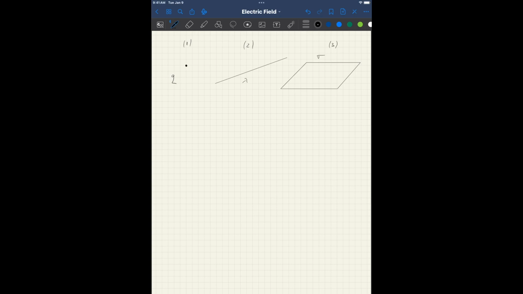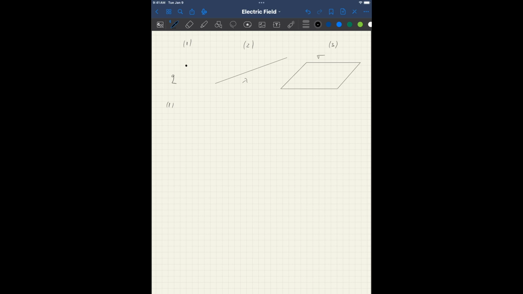Hi everyone. Today we're going to be taking a look at an interesting physics problem where we will try to calculate the electric field at a certain distance from different charged objects. So for example, a point charge, an infinite wire, and an infinite plane. We will start with the point charge, the infinitely small point charge.